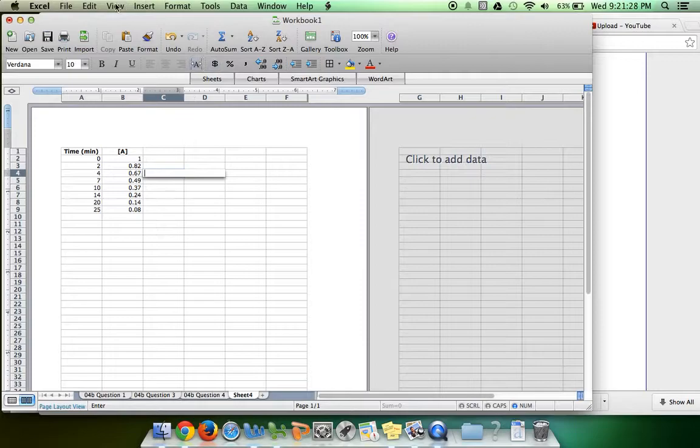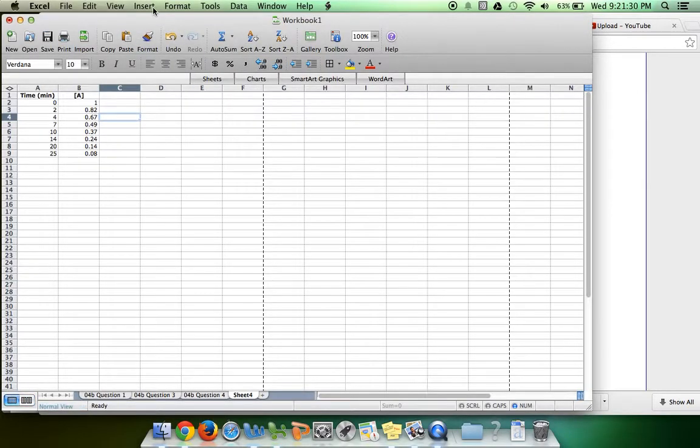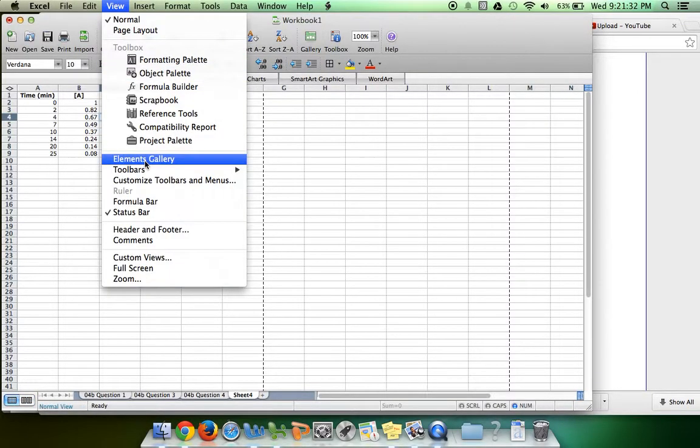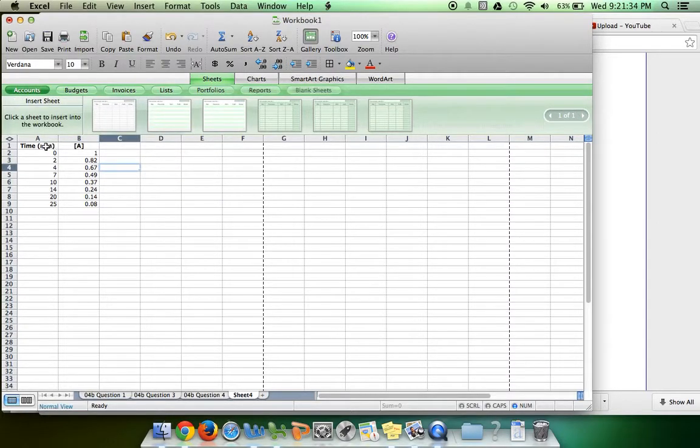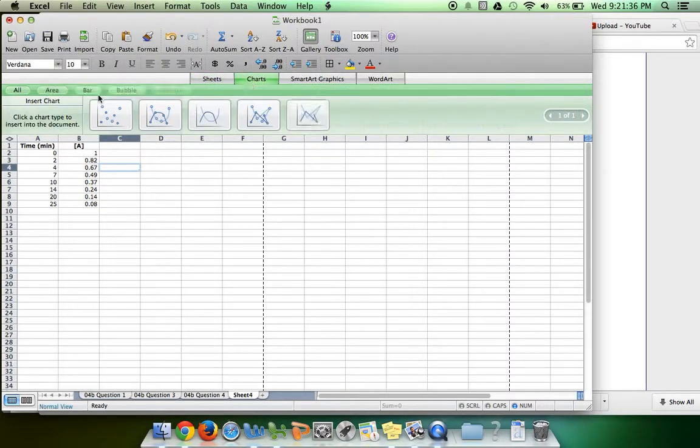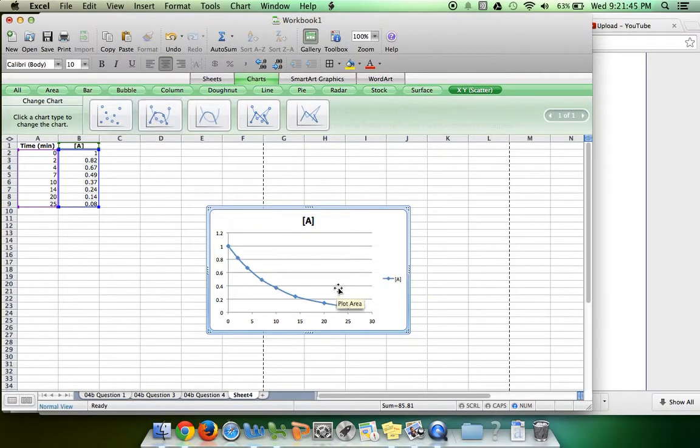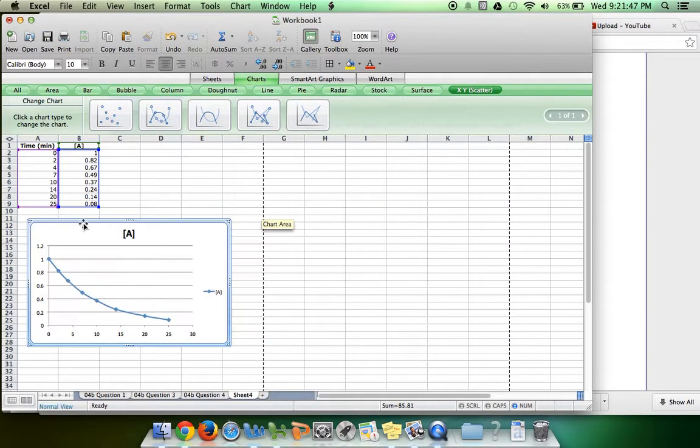Okay, so I'm going to go to View, Normal to get rid of that page break. I'm going to go to View, Elements Gallery, and I am going to click on Charts. I'm going to select and highlight my XY data. I like putting them in XY. I'm going to click on this one. You can connect the dots if you want to. There's my general graph. So we can see that it is not zero order because it's curving down.